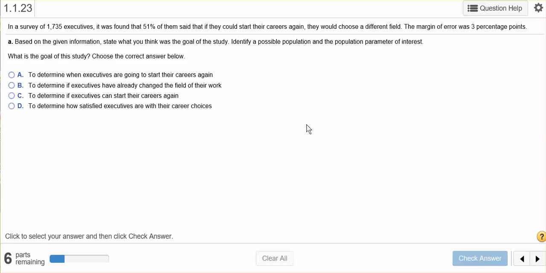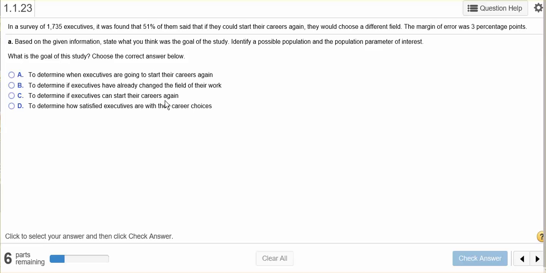We went out, we surveyed 1,735 executives, and we found that 51% of them said that if they could start their careers again, they would choose a different field. So 51% of them, that was their response to the survey. The margin of error was 3 percentage points.